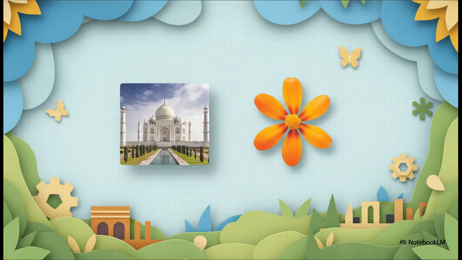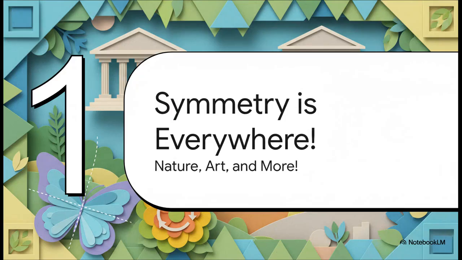Just take a look at these two pictures. On one side, we have the magnificent Taj Mahal, and on the other, this beautiful flower. What do you think is the one thing that makes them so pleasing to our eyes? There's this kind of hidden pattern, a special kind of balance, right? Well, that special balance has a name.